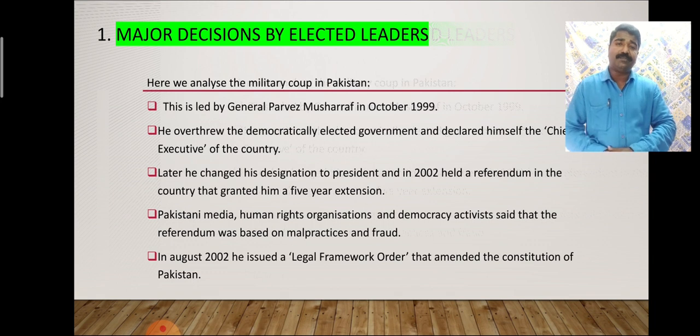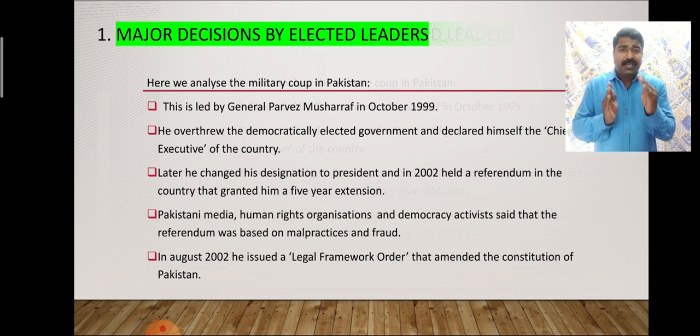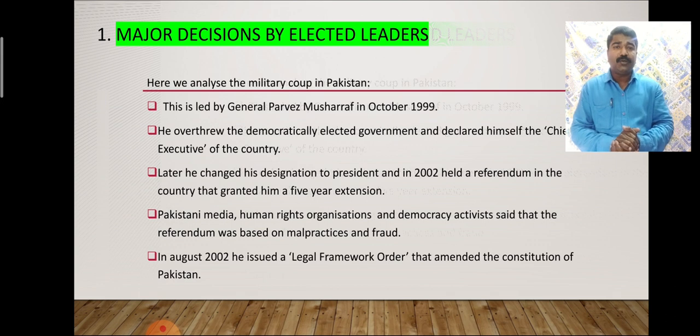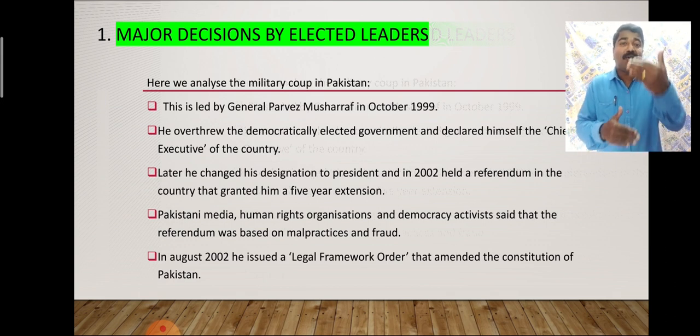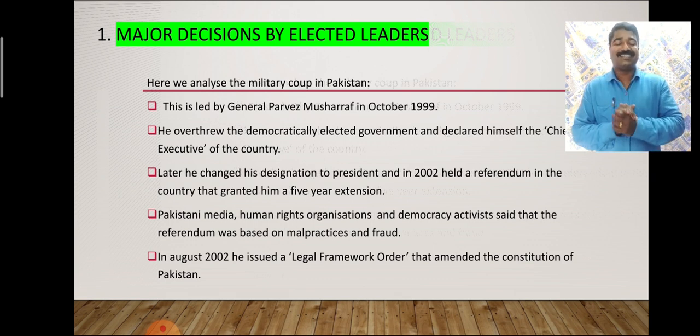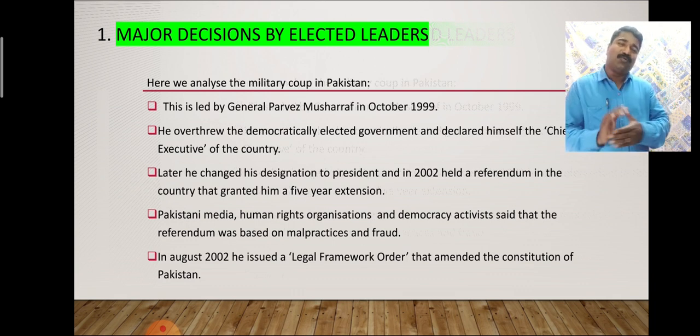What is a referendum? A referendum is a direct decision by the people, the electorate, on a particular question. They give a yes or no to his government. Then he got an extension of how much? Again 5 years. But was this referendum actually a democratic one?